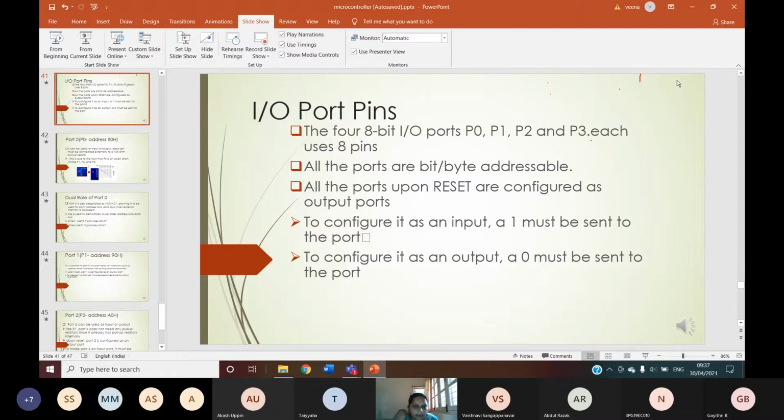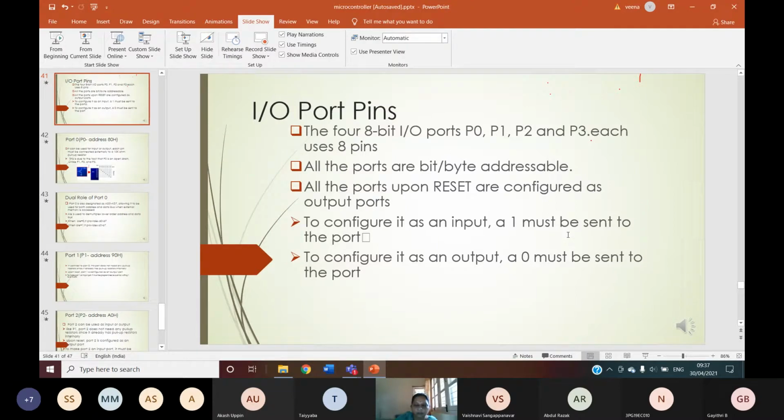To configure them as input ports, a 1 must be sent to the port. Whenever I am configuring the port as an input port, I send a 1. By default, all the ports are output ports. To configure a port as an output port, again a 0 must be sent to the port. So a 0 is sent to configure the port as an output port, and a 1 must be sent to configure it as an input port.